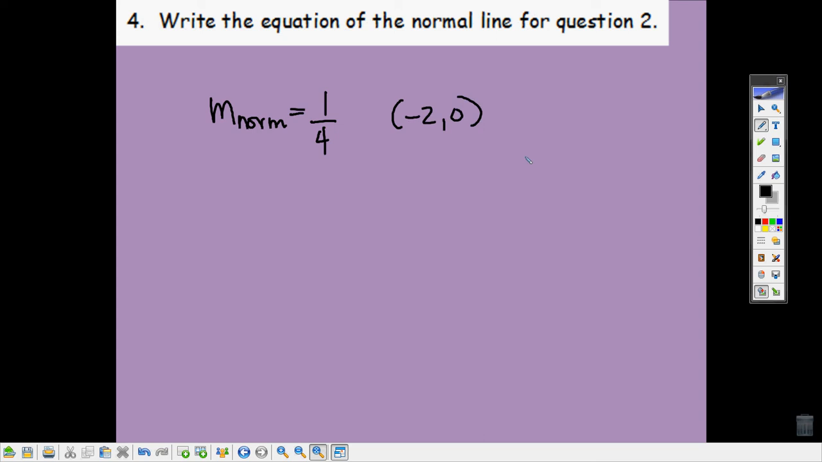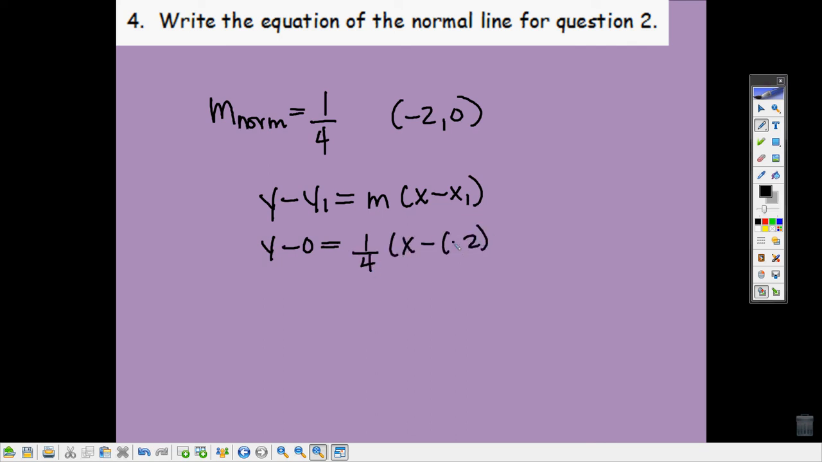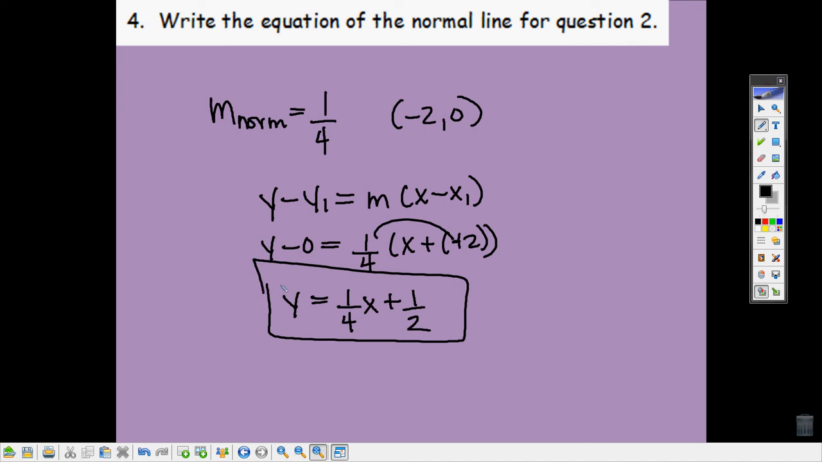So again, no calculus, all algebra. Y minus y sub 1 equals the slope times x minus x sub 1. So I have y minus 0 is equal to a positive 1/4 times x minus a negative 2. So I have y is equal to 1/4 x. This goes to a positive. 1/4 times 2 is a positive 1/2. And that is the equation of my normal line.